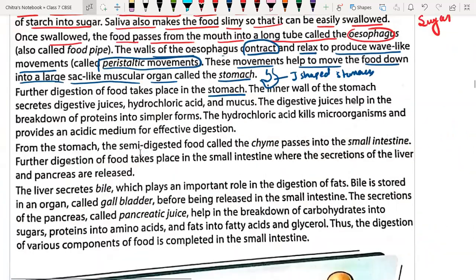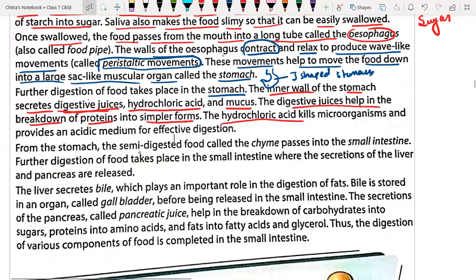Next. Okay, so the inner wall of the stomach secretes the digestive juice, which contains hydrochloric acid, mucus, and the enzyme pepsinogen. It is not mentioned here; it says only digestive juice, which contains pepsinogen. The digestive juice helps in breakdown of the protein into a simpler form, and that simpler form is nothing but the peptides. Protein gets converted into peptides, meaning a small form of the protein.